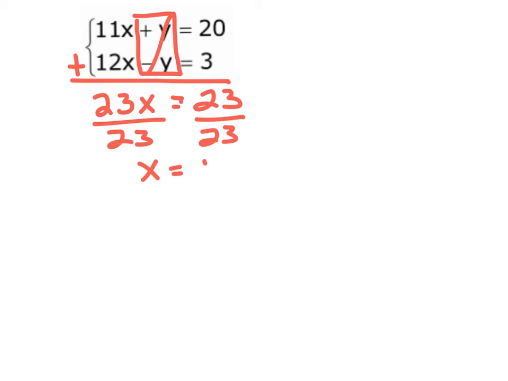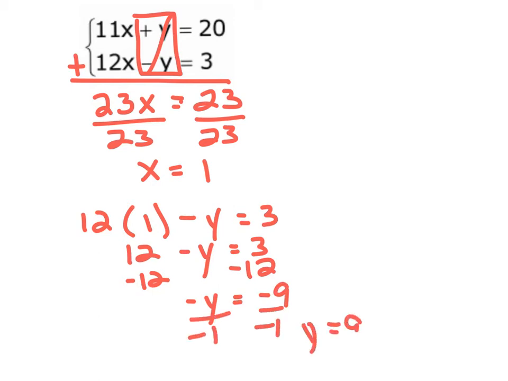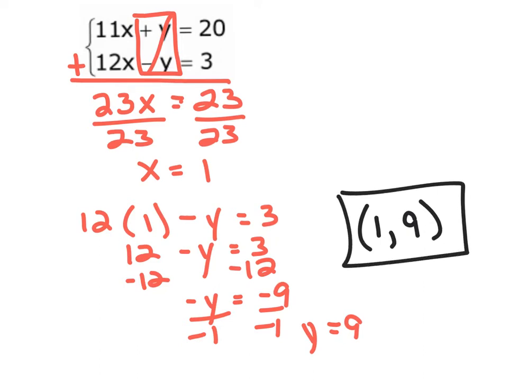I think maybe the second one's easier, so 12, plug in 1, minus y equals 3. 12 minus y equals 3. Subtract 12 from both sides. Negative y equals negative 9. Divide by negative 1. And we get y equals 9. So our final answer again is an ordered pair, 1, 9. Check to make sure it works in both, and it does. So again, this linear system of equations intersects at exactly one point at 1, 9.